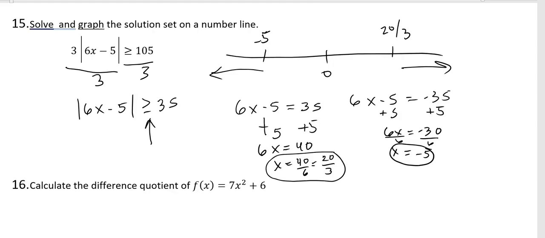Okay? And we know that since it's equal, we're going to put a closed circle, and then we're going to color in this direction because it's greater than or equal. Okay?